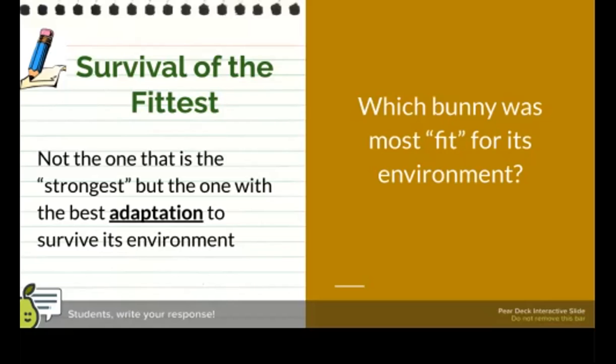Or maybe it's because they have thorns on them. So it's not necessarily that they're the buffest animal or the strongest animal or plant, but that they're the most fit. They have the best adaptation for their environment. Questions for me?